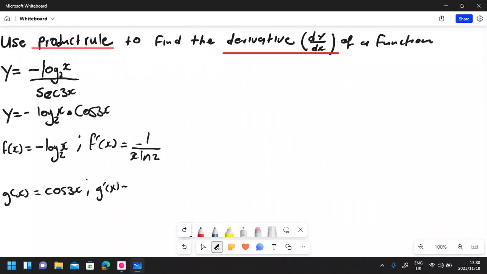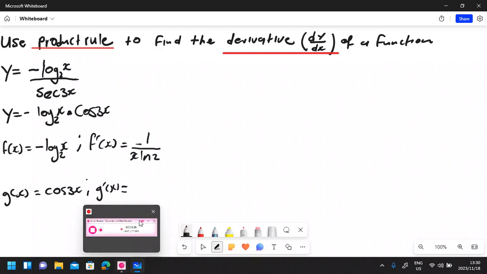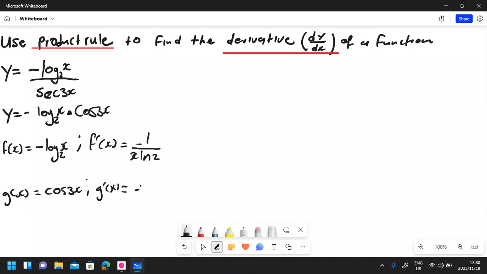All right, guys, it's going to be g of x prime, and then this is going to be equal to... Now it's time for us to differentiate this g of x. So remember, these are trigonometric ratios. So the answer here is going to be negative 3 sine 3x.